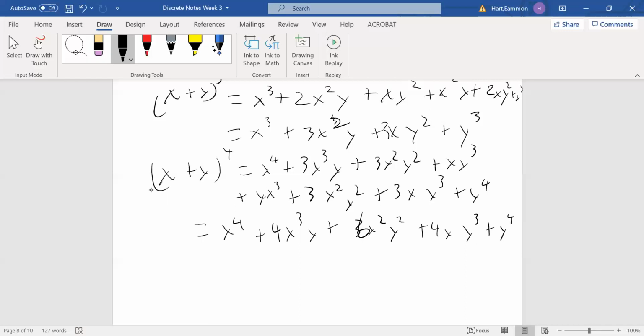And then also x plus y to the 1 is equal to x plus y, and x plus y to the 0 is equal to just 1. And we can think of these as having 1s and x to the 0 here, y to the 0 also.